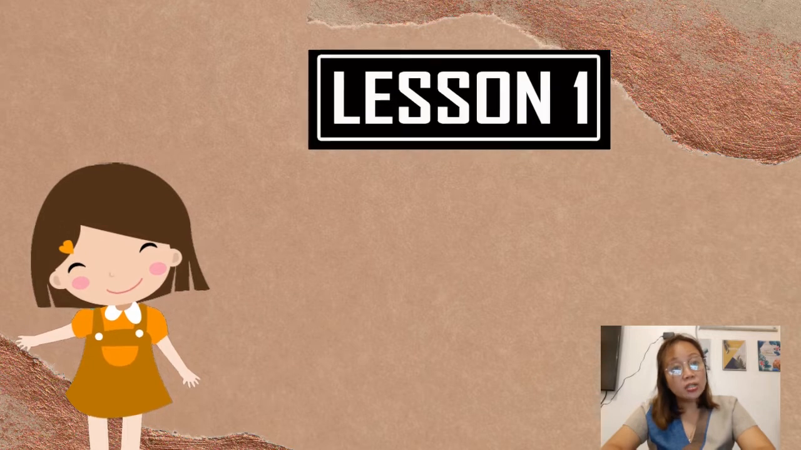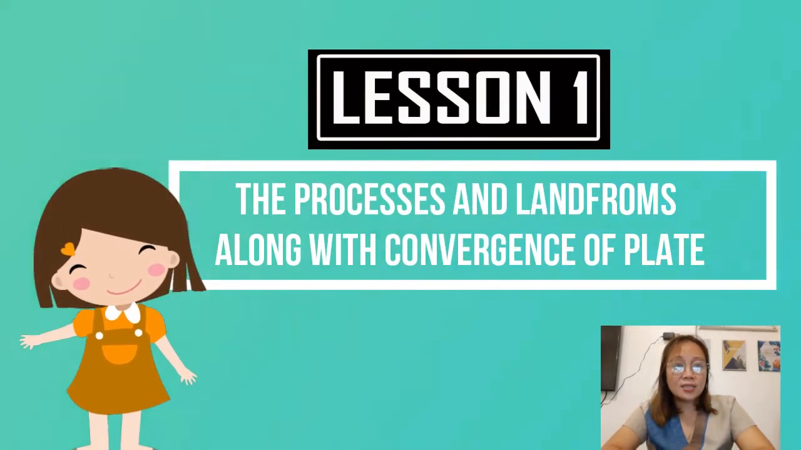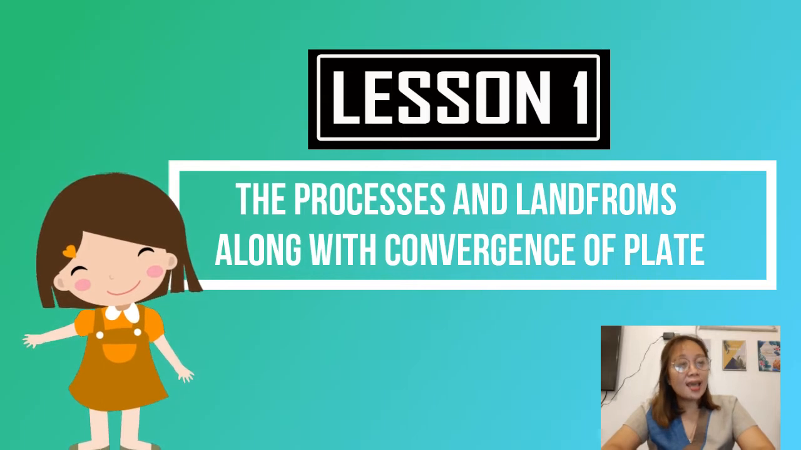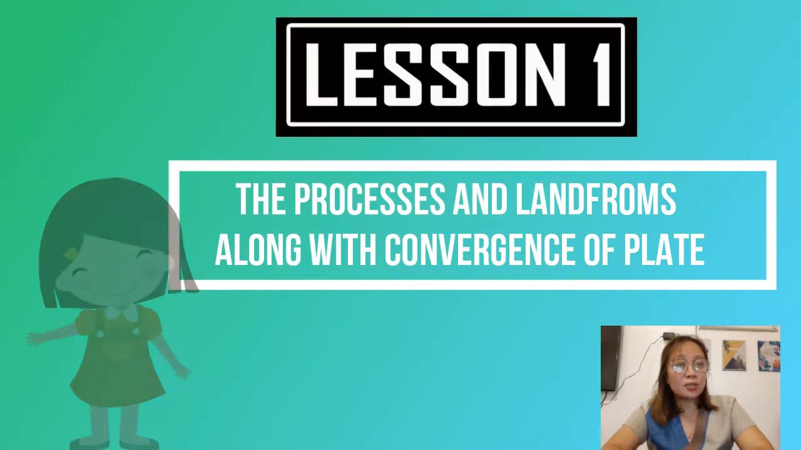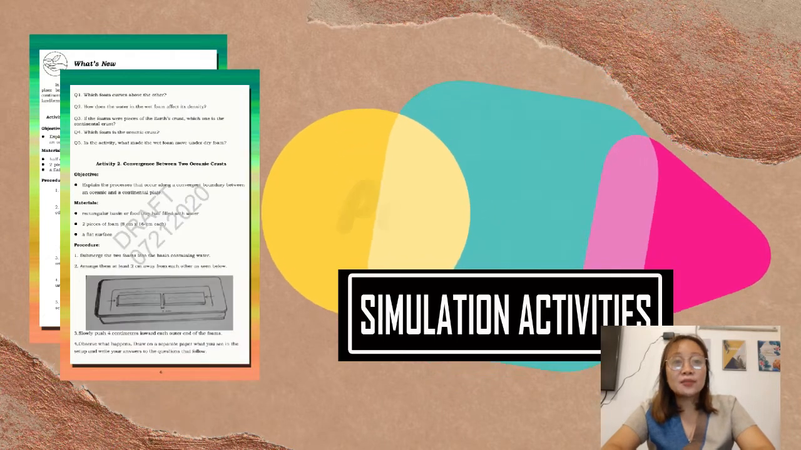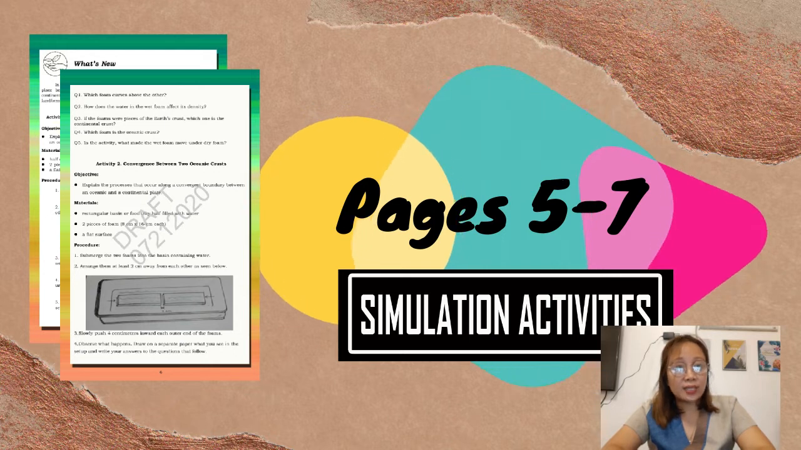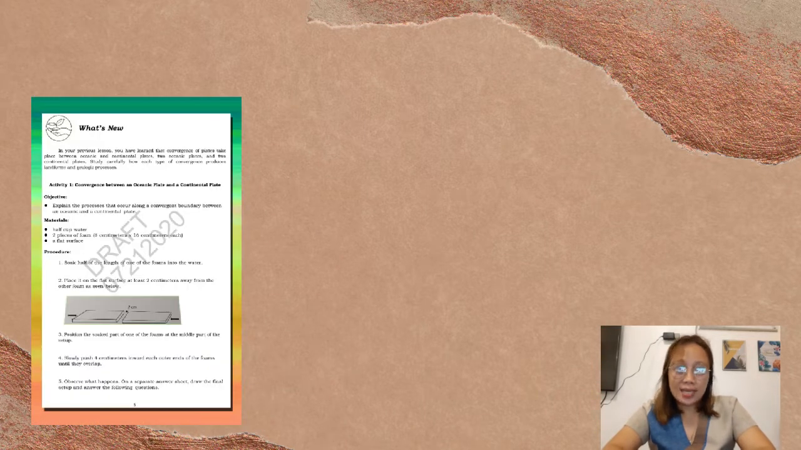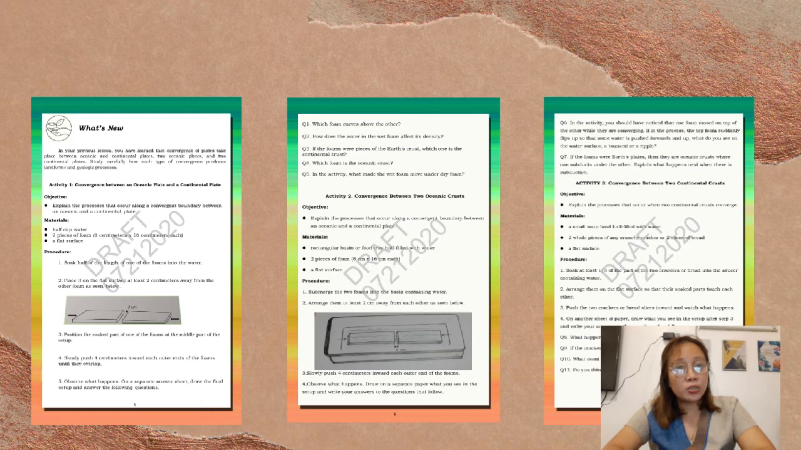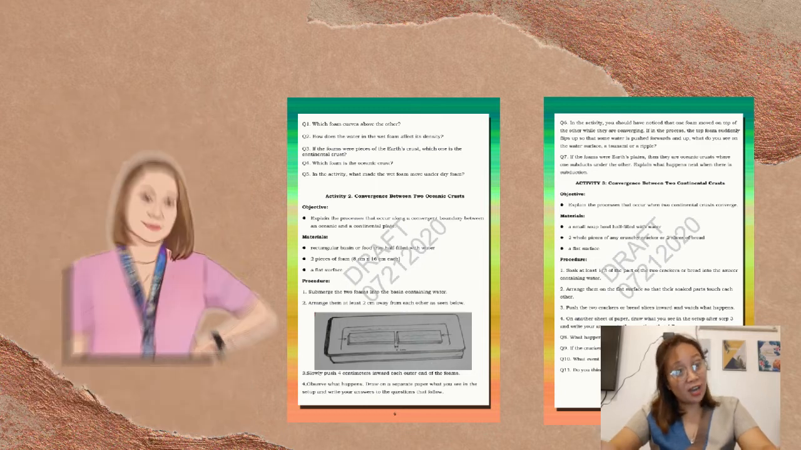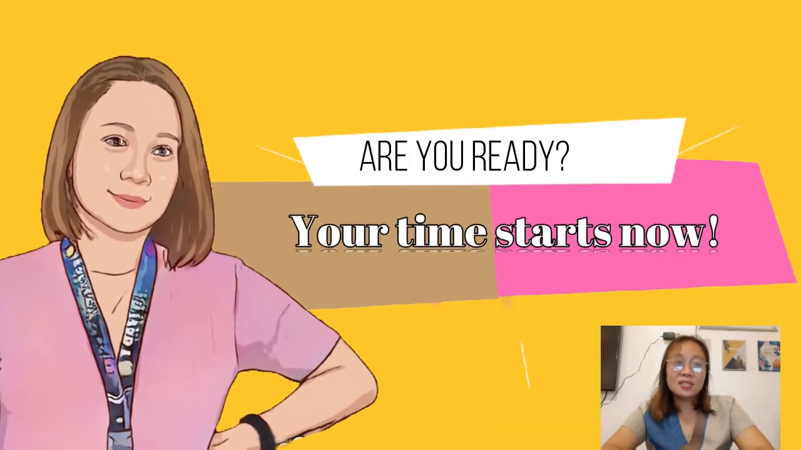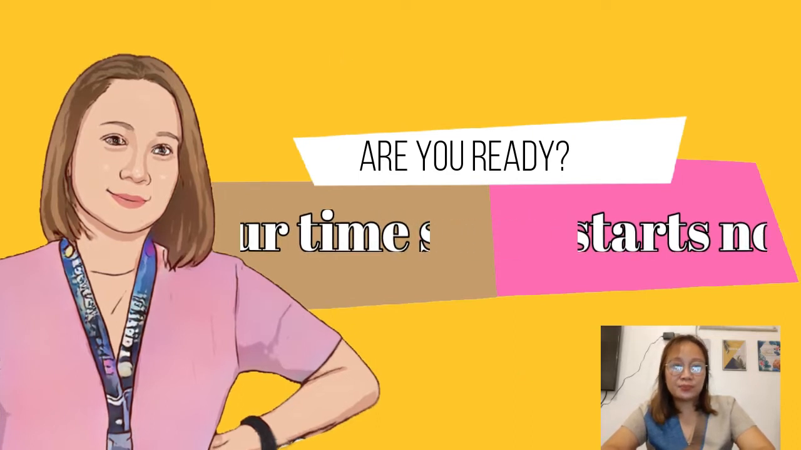This time, we are going to understand Lesson 1 of your science module, the processes and landforms along the convergence of plates. Pages 5 to 7 of your module directed you to perform simulation activities. So I want you to perform activity number 1, 2, and 3. You can pause this video while you are doing the activity. Then if you're done, you can play it to continue. Are you ready? Your time starts now. Let's start with the convergent plate boundary.